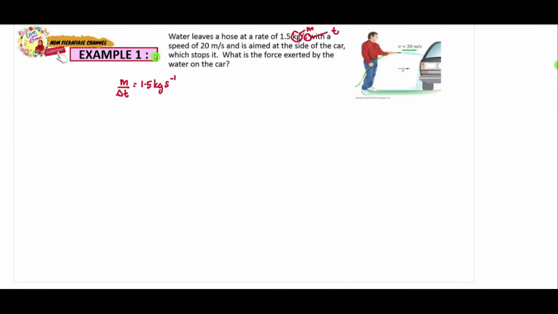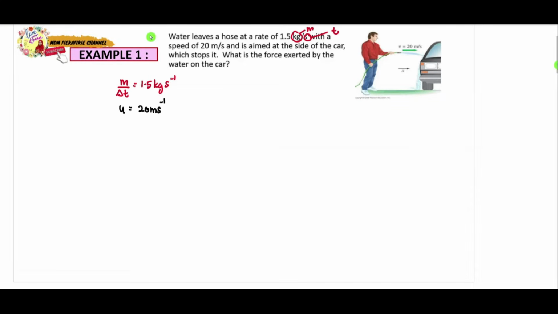Okay, and the speed of the water when it leaves the hose is equal to 20 meters per second. So, u is equal to 20 meters per second. Okay, and it is aimed at the side of the car, which stops it. Okay, so what is the force exerted by the water on the car?